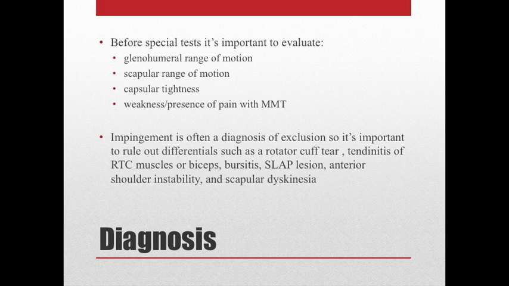It is important to note that the diagnosis of subacromial impingement is often a diagnosis of exclusion. So while you're evaluating for impingement, you would also subsequently want to evaluate for rotator cuff tear, bursitis, anterior shoulder instability, just to name a few. Some of those can be teased out based on their presentation with glenohumeral range of motion, scapular range of motion, capsular tightness, or weakness or presence of pain with manual muscle test.